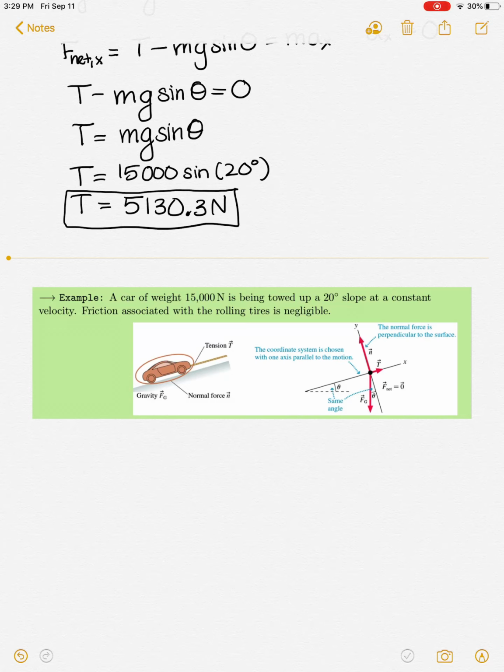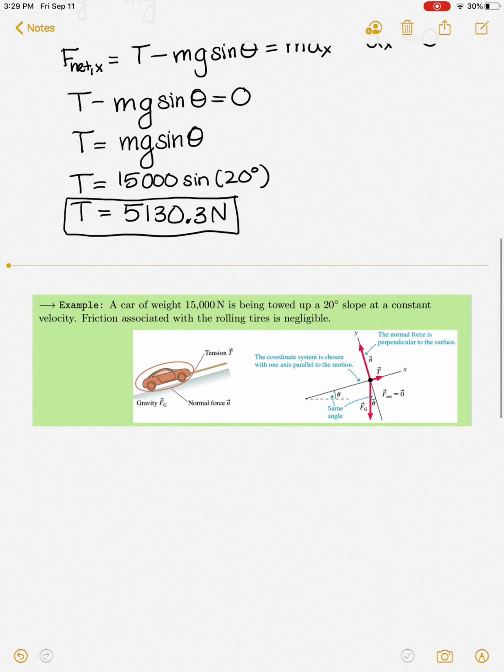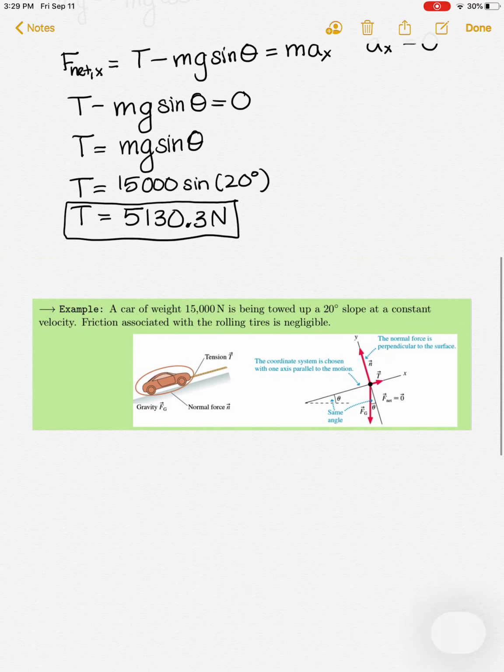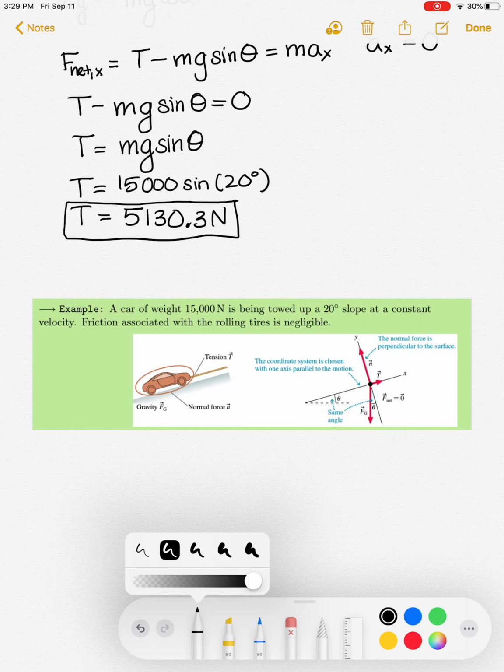Whenever we have a car of weight 15,000 newtons being pulled up at a constant velocity, and we want to find the normal force, how would we go about doing that? We would use the same process as before, where we have to diagram our x and y components, but since we're using the same values, it's a little bit less complex than the first one.